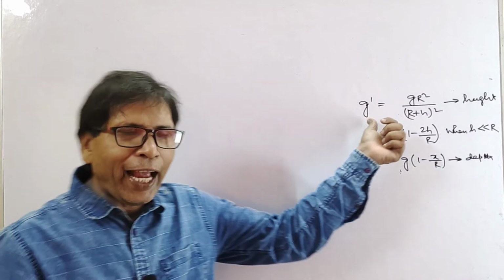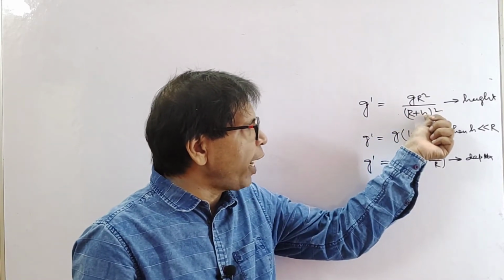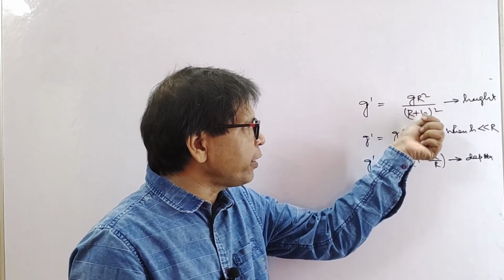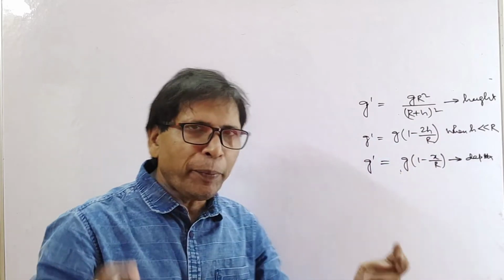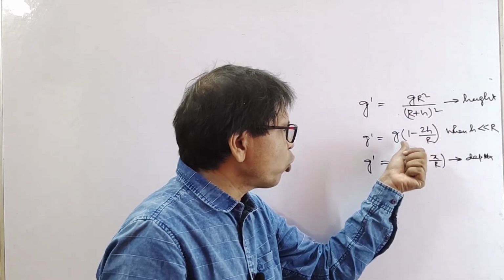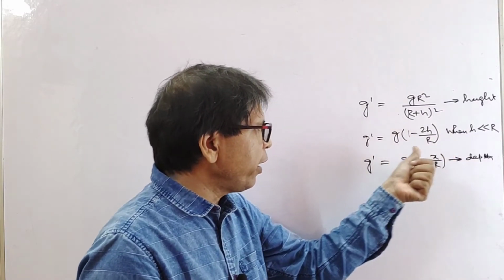Okay. Look at this, the acceleration due to gravity at height h from the Earth's surface is G M by (R plus h) whole square. If h is very small, then this formula is converted into G into (1 minus 2h by R).